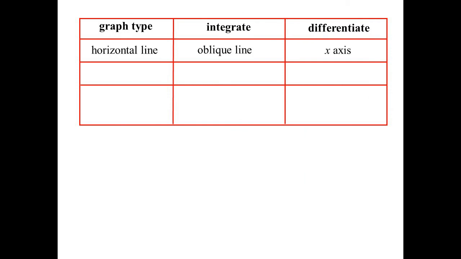We know that a horizontal line is like y equals some constant. So if we integrate, we know we'll get an oblique line because you add 1 to the power over the power. So integrate a constant, you get a linear function. If you differentiate, you must now be on the x-axis because differentiate a constant, you get 0. If your graph is an oblique line, then when you integrate, you would get a quadratic function. So the shape would be a parabola. Differentiate an oblique line, you get a horizontal line.